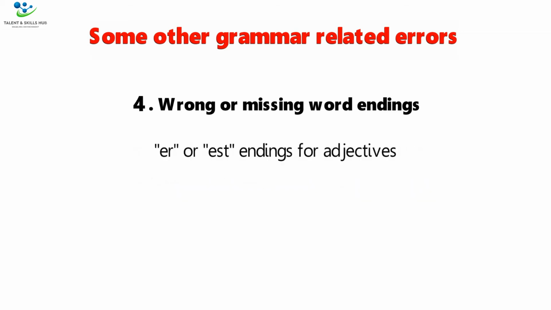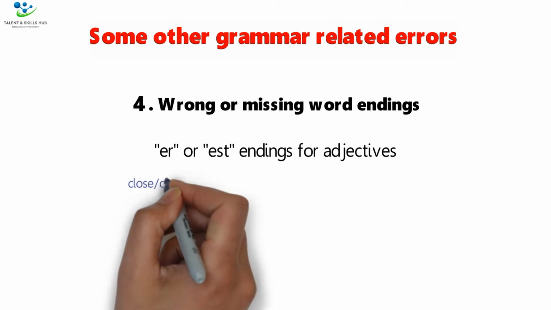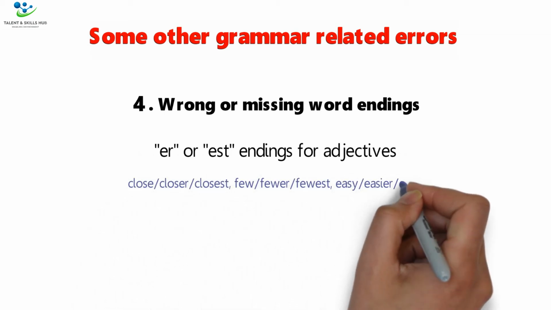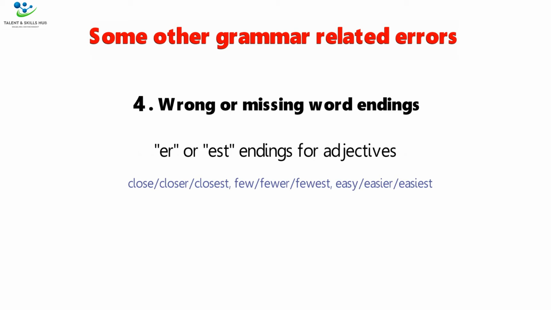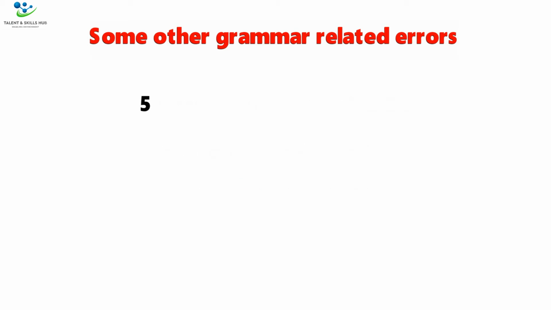er or est endings for adjectives such as close, closer, and closest, or few, fewer, and fewest, or easy, easier, and easiest. 5. Countable and uncountable nouns.